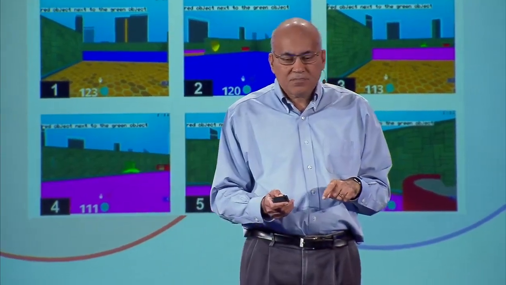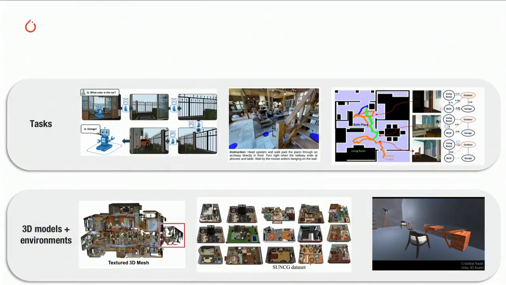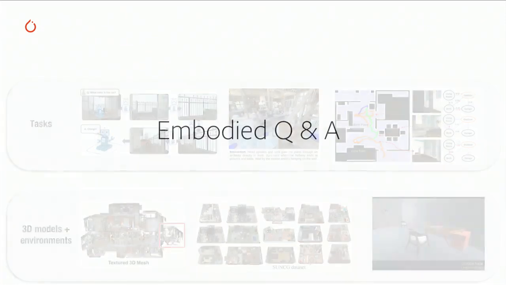And how are we going to do this? We need to create models of the real world in our systems. So we are going to have simulators of the real world. So we are going to capture the real world. So on the bottom, you see various 3D models and environments. And then we are going to test our ability to perform different kinds of tasks in this environment. So tasks could be navigation, it could be question answering, and so on and so forth.